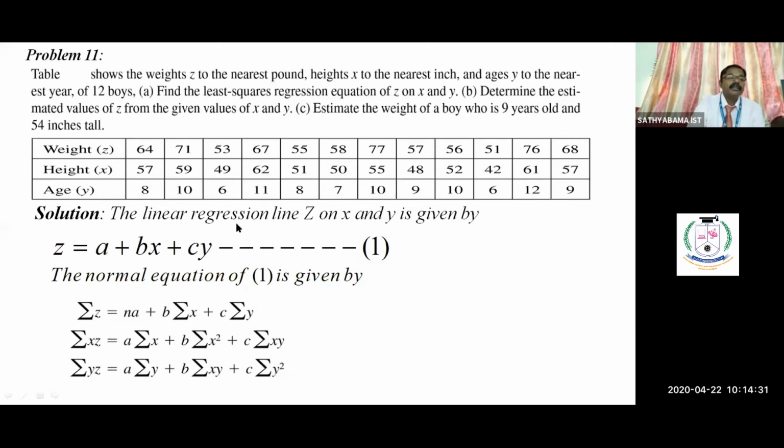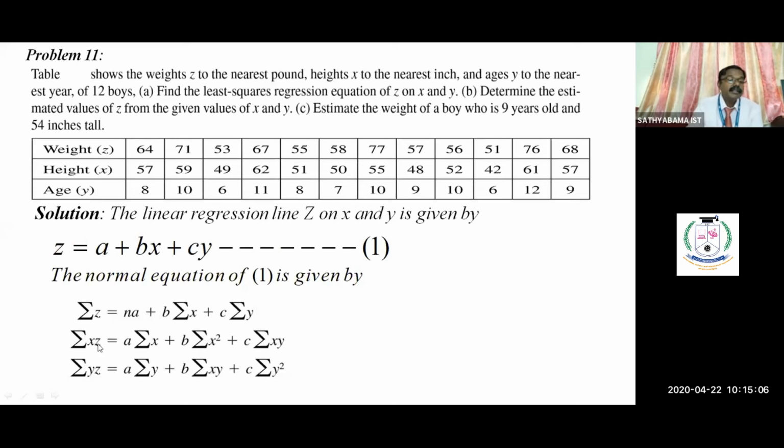Okay. So first, how to fit or form this regression line for the given data? Z equal to A plus Bx plus C. You can write the normal equation. This is the normal equation, taking summation: sigma Z equal to Na plus B sigma X plus C sigma Y.